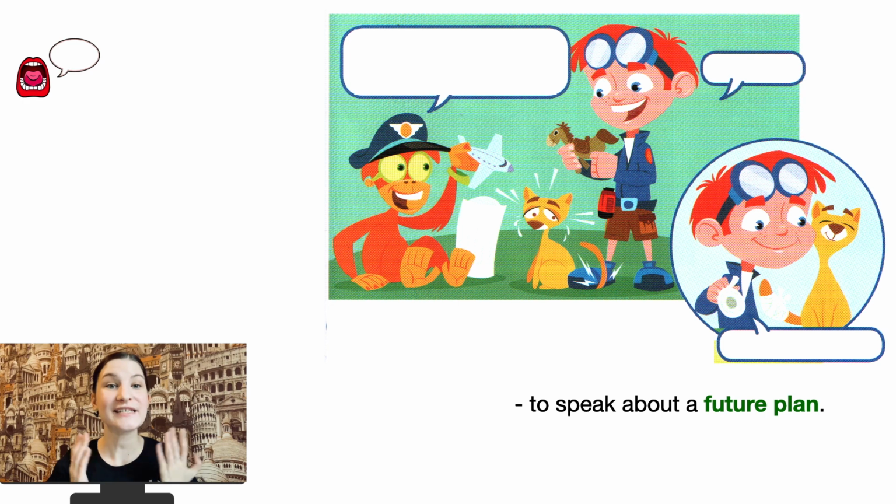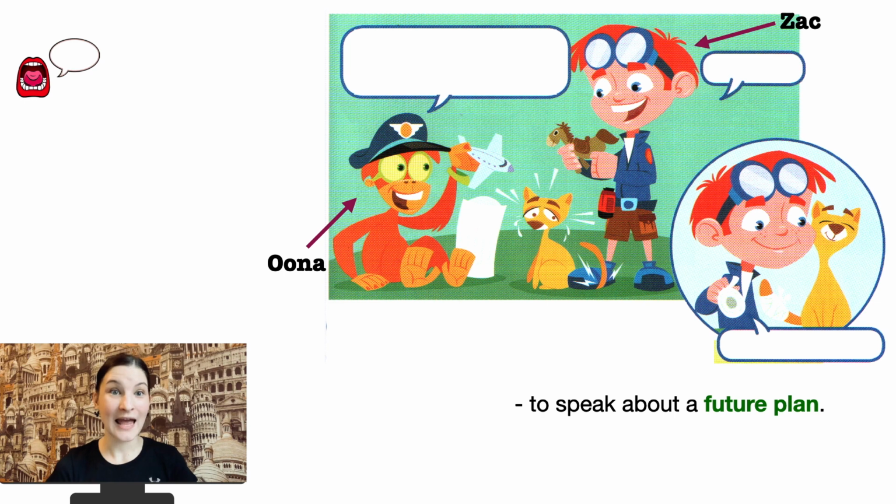Look at the picture. What characters can you see? Great, you can see a monkey and a boy. The monkey's name is Una, it's a girl. And the boy's name is Zach. And they are talking to each other. Look at the picture very carefully. What do you think they are speaking about?